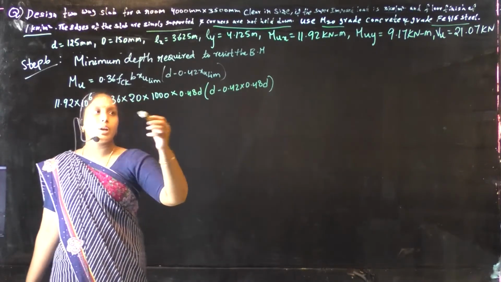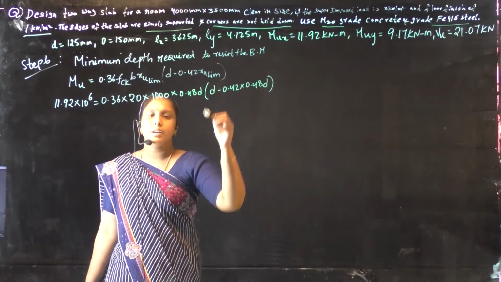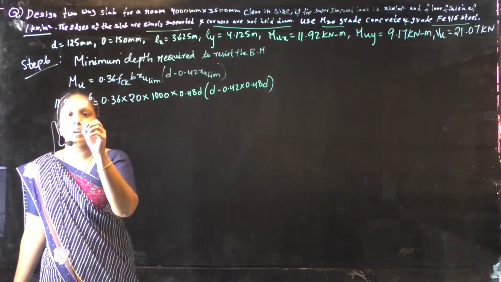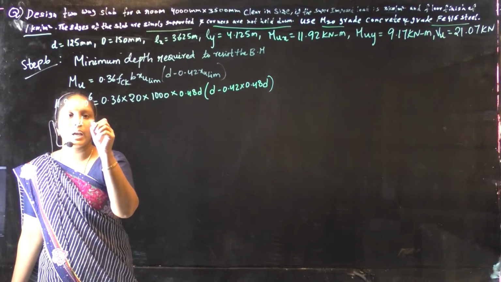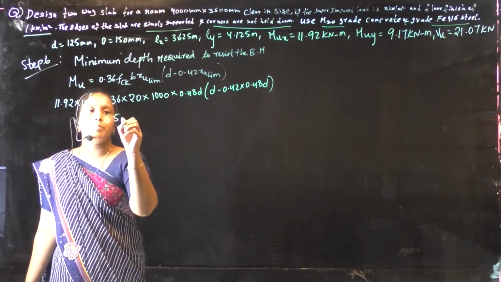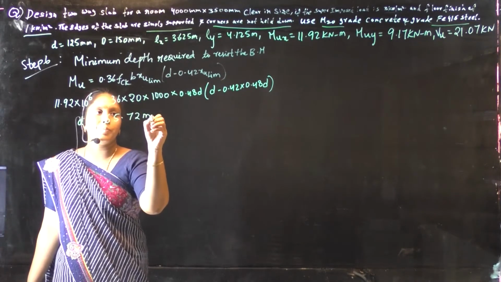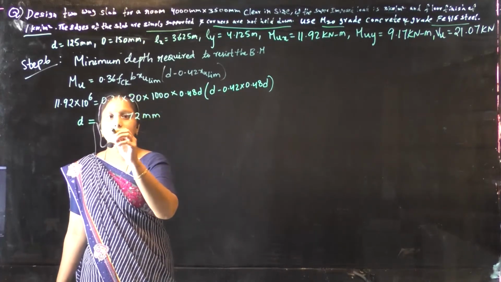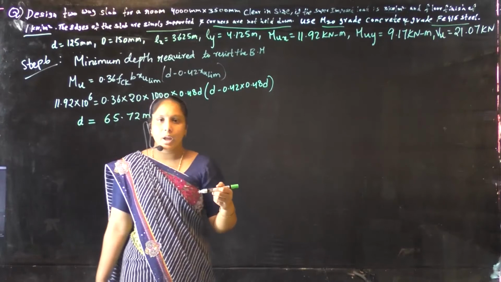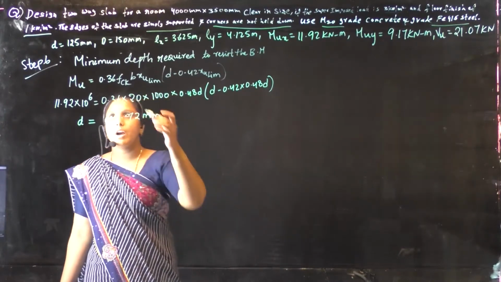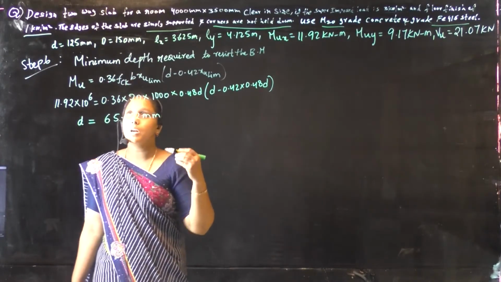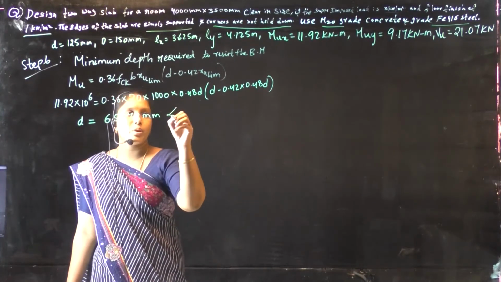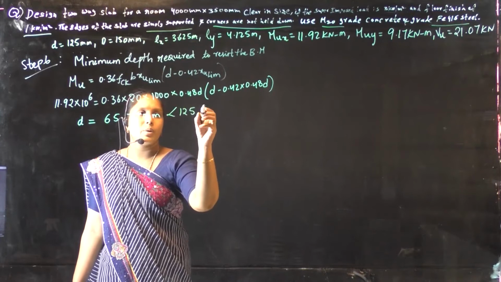From this, what we have to calculate? We have to calculate the minimum depth required, D. So if you solve this, you will get a value of D as 65.72 mm. So what is the required depth? The required depth is 65.72 mm. But what have we provided? We have provided an effective depth of 125 mm. So 65.72 is less than 125 mm.